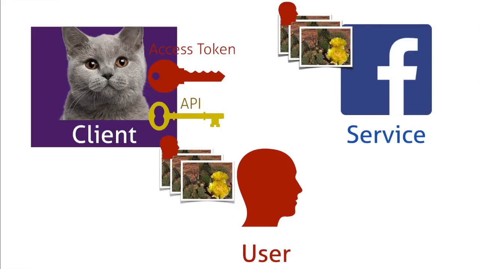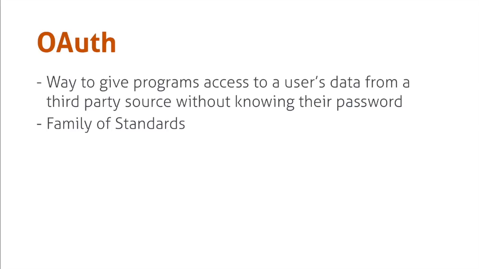Facebook verifies that these access token and API keys are valid and that it's okay to give over the user's photos, and the client can finally do its job of adding cats to the user's photos. So OAuth is a way to give programs access to a user's data without the program actually needing to know their password. It's actually a family of standards with different variations on the example that I just gave.